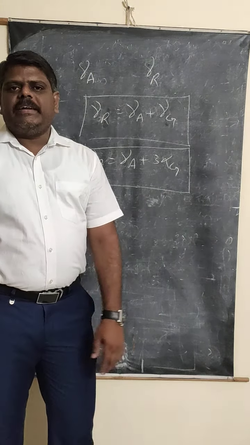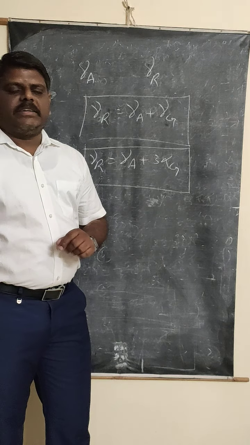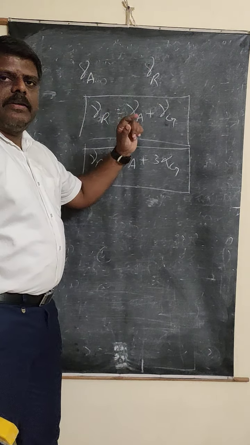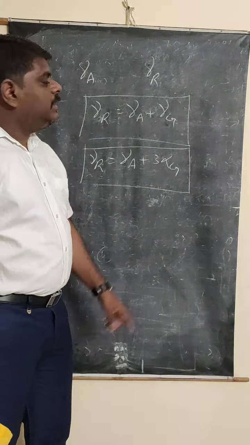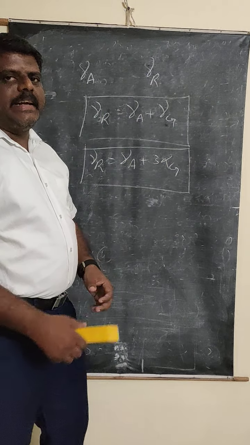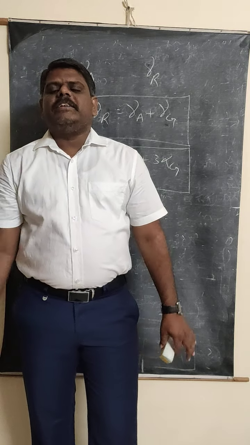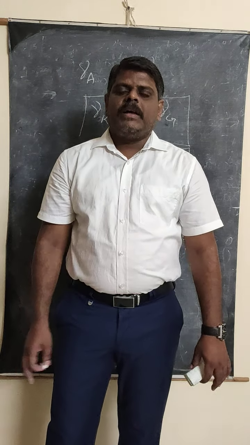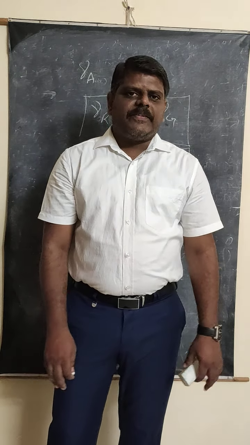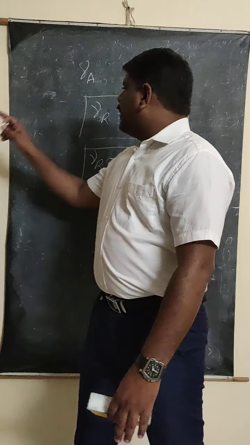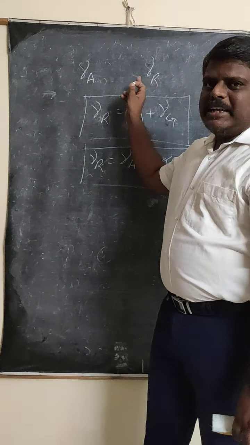These are the concepts we have discussed. And one more important concept we discussed: out of gamma A and gamma R, which one is greater? Always gamma R is greater. Gamma R is greater than gamma A. These are the concepts we discussed in the last class. So today we are going to discuss the definitions and the formulas to find the apparent expansion and the real expansion.